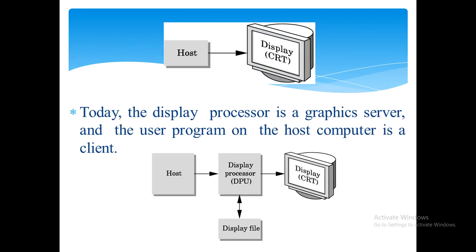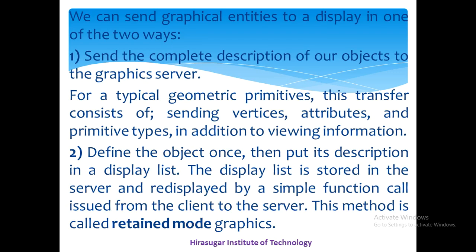Then the host was there, and in the host system we had the display processor. That display processor was processing all our inputs and displaying on the monitor. Now when technology emerged, today the display processor is the graphical server. Means the graphical server is nothing but a display processor. You just give the commands to the display processor, it does your work, right? No need to have the display processor in your host, right? And the user program on the host computer is the client, right? Through the client you send the commands to the display processor, and that display will be done on your monitor, right?